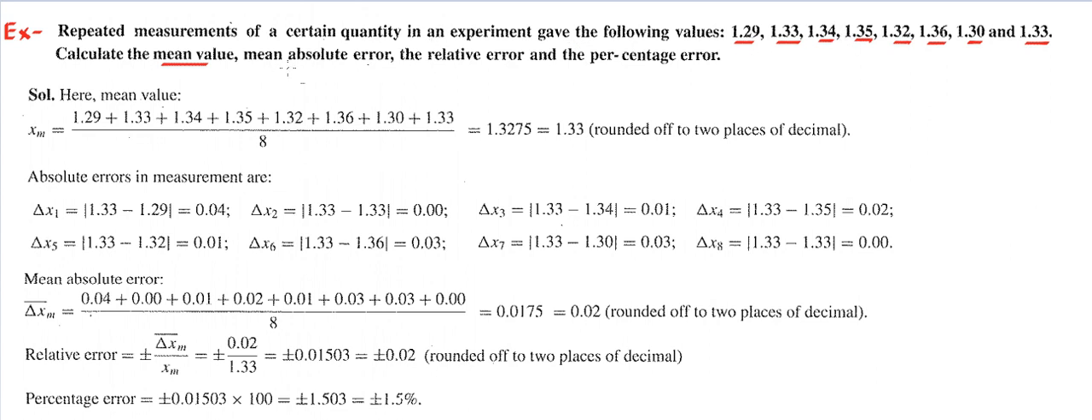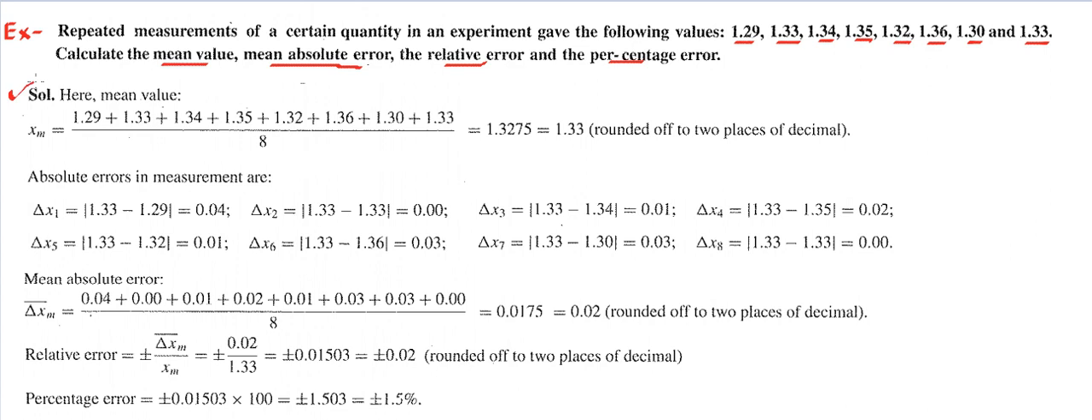The next thing that we need to find is the mean absolute error. We know that. And then we will be finding the relative error and percentage error. Finding the relative error and percentage error is quite simple once we are able to find these first two things. So let's see how the solution goes here.